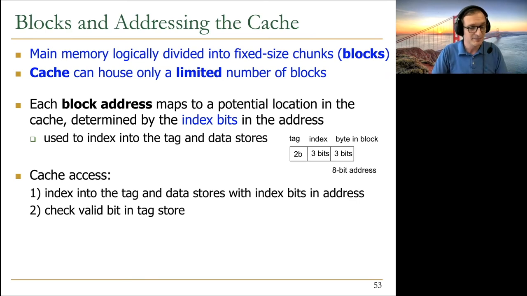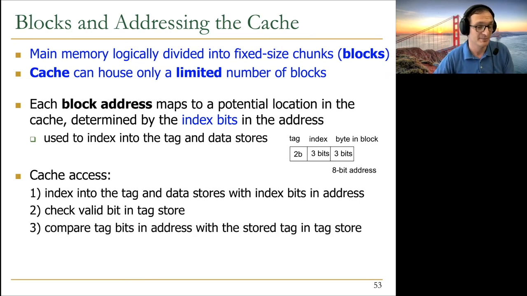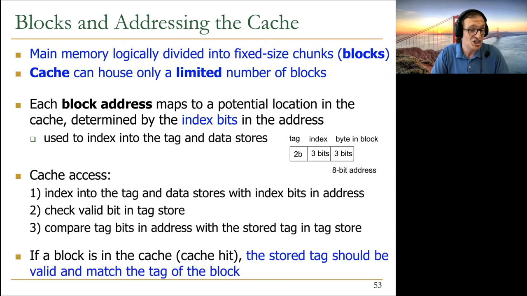If it is valid, then you check the tags, meaning you compare the tag bits in the address with the stored tag in the tag store. I'm going to show you this pictorially in a little bit also. If the valid bit is set and the tag bits stored at the index match the tag bits of the address you're looking for, then you declare that there's a cache hit. That means the block is in the cache, and then you can get the data from the data store.